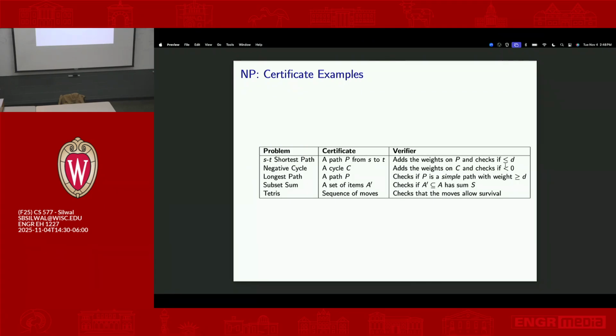All right. So NP, like I said, you can think of it as a class of problems where if I provide a hint to some algorithm, it's very easy to check if it's a yes instance or a no instance. All right.